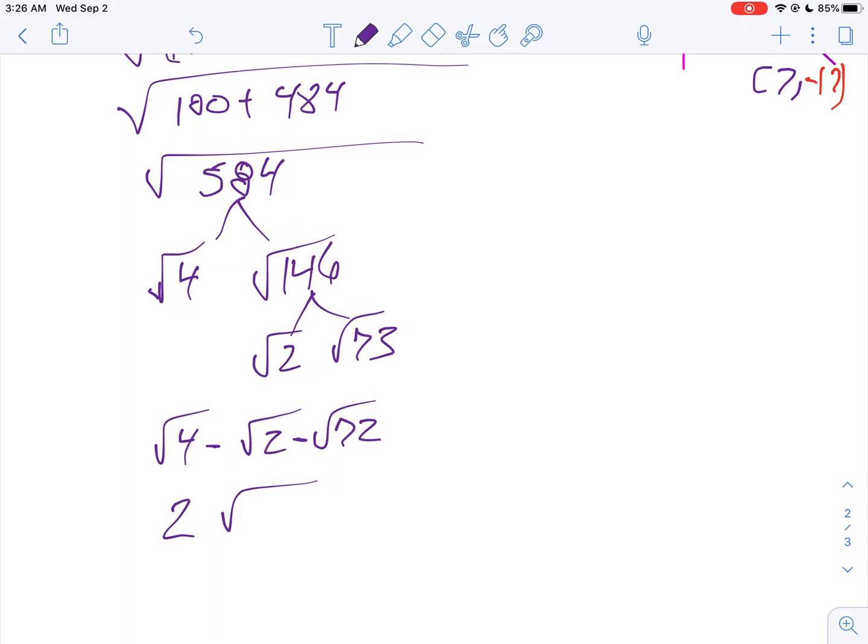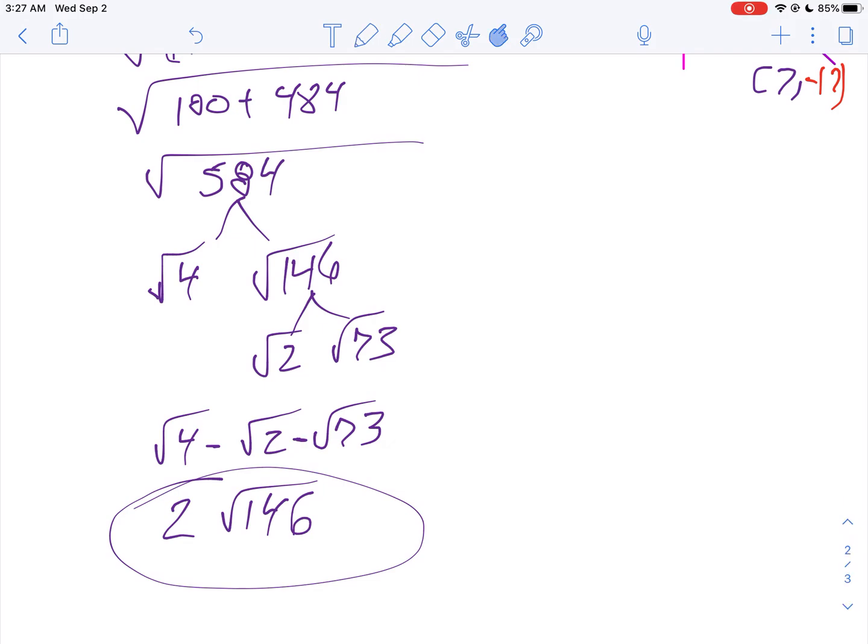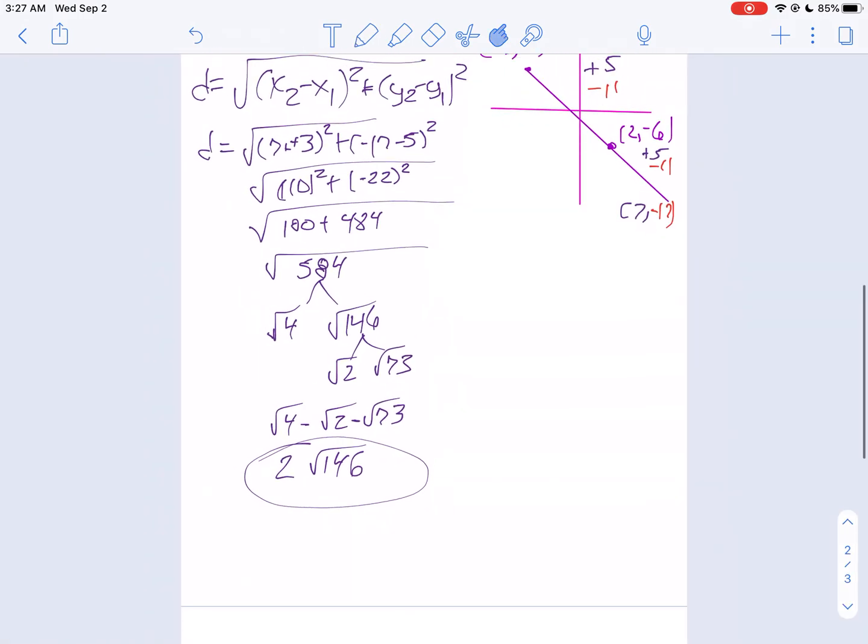Whoops. I just said 70. Sorry about that. Didn't mean to confuse you. It's 73, and I wrote down 72. 2 times 73 is 146. I had 73 in my mind, but I wrote down 72. That'd be kind of confusing. There's your answer. That's the exact answer for that distance problem: 2 times the square root of 146.